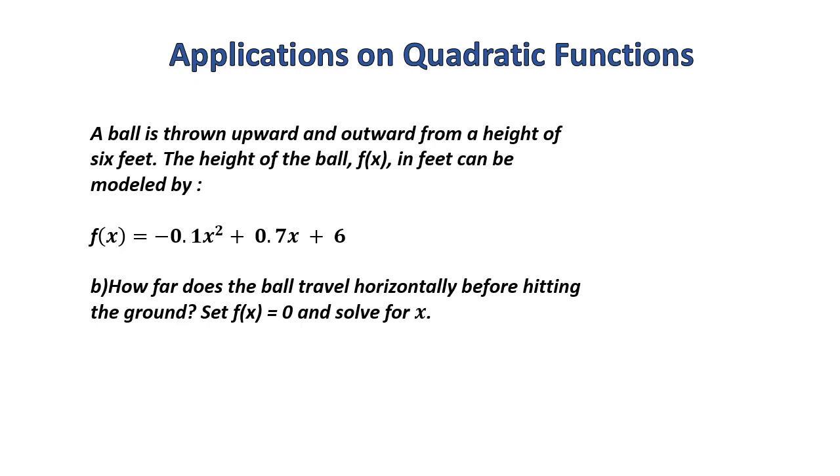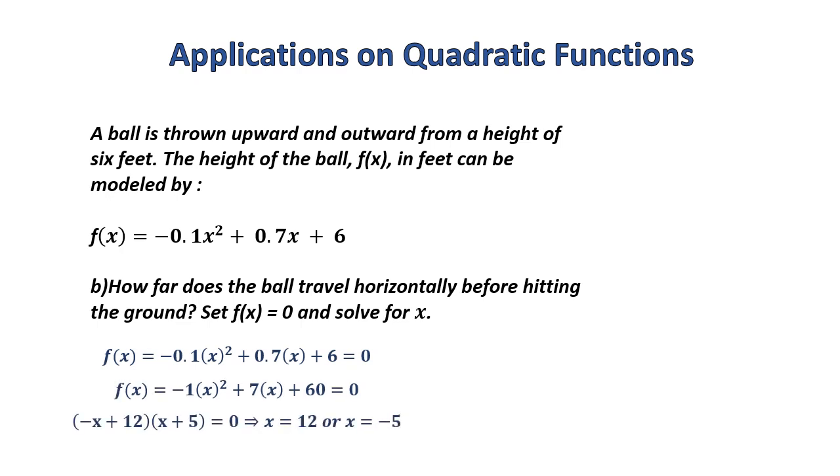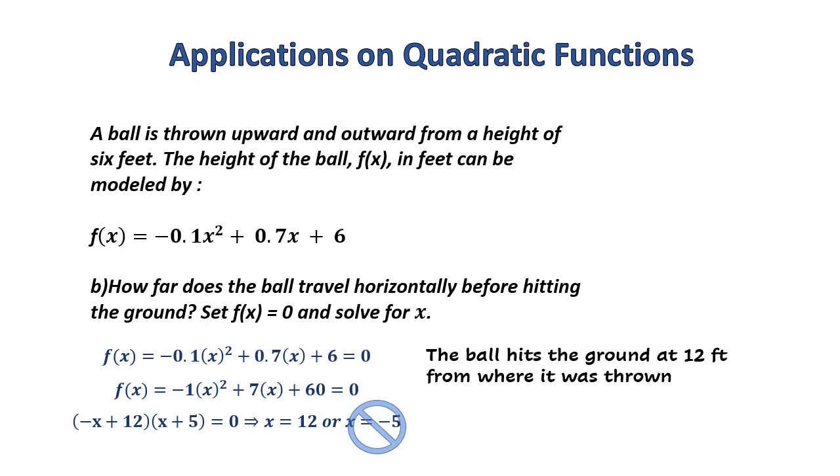Now, how far does the ball travel horizontally before hitting the ground? We need to set f of x equal to 0, because when it hits the ground, there is no height anymore. It means the height is 0. So x equals negative 5, which we can discard because distance has to be positive. Therefore, the ball hits the ground at 12 feet from where it was thrown.